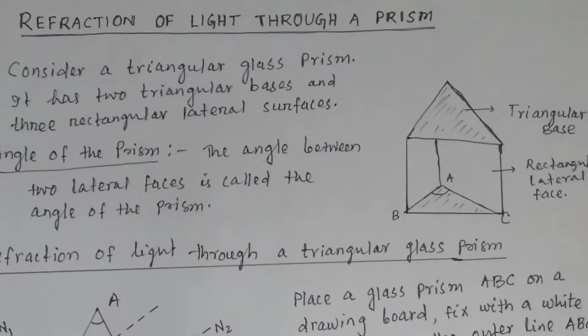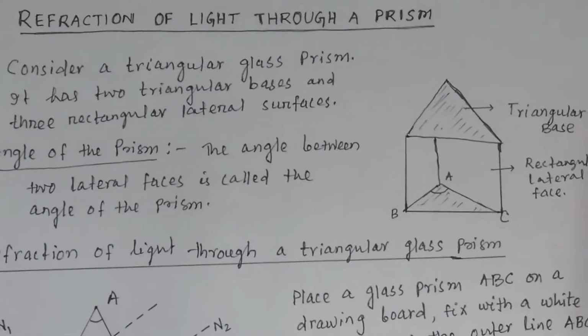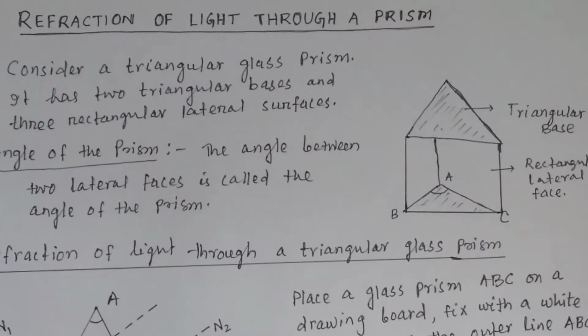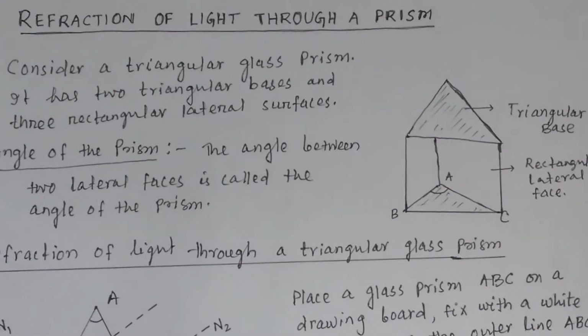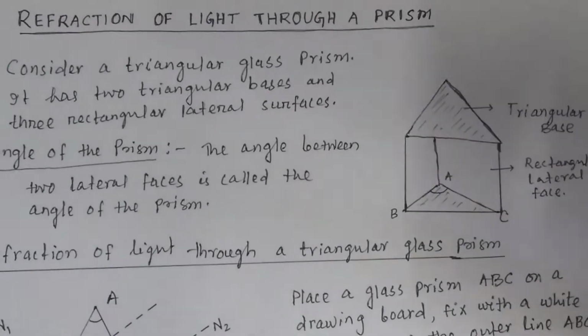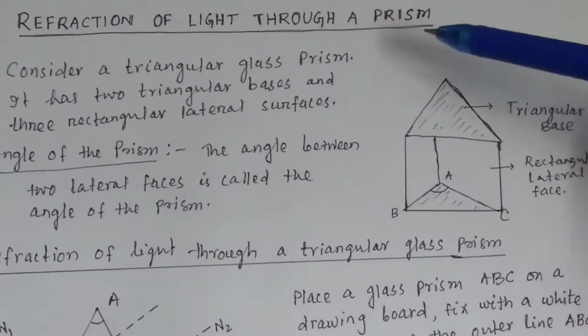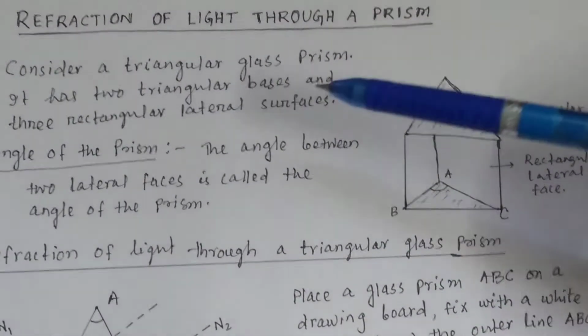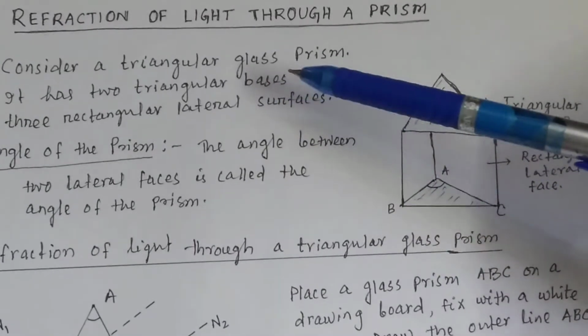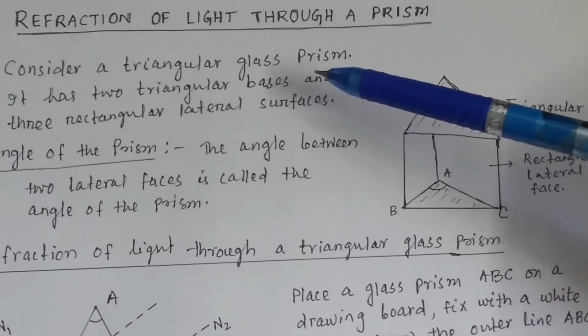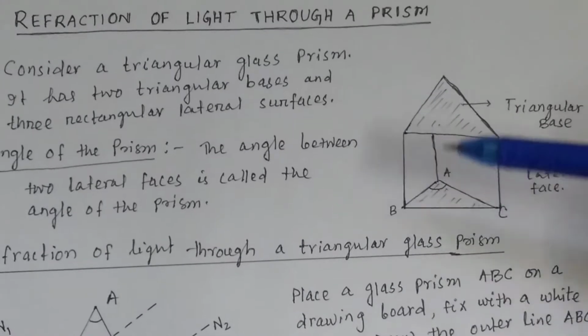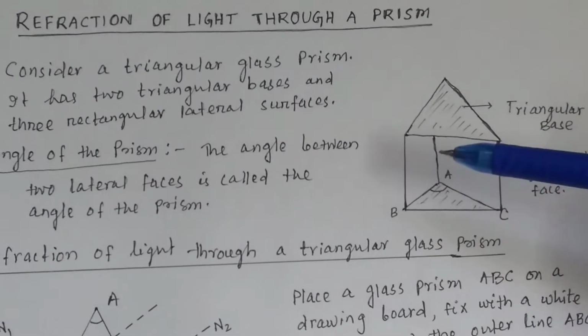Today we will discuss how refraction occurs in a prism. So, refraction of light through a prism. We basically deal with a triangular glass prism. So this is a triangular glass prism.